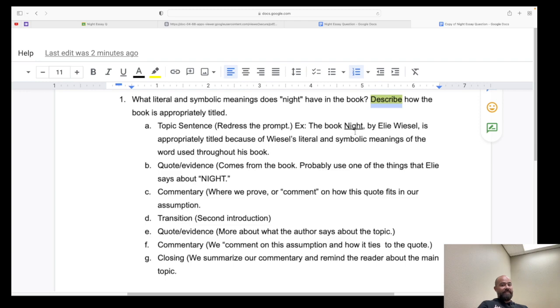The book Night by Elie Wiesel is appropriately titled because of Wiesel's literal and symbolic meanings of the word used throughout the book. That's literally just the prompt question reworded in a statement that I'm going to explain later on with my quote stuff, my commentary, and everything else. All right. So my topic sentence is already written. I've got to find some evidence about the word night being used both literally and symbolically. Literally is going to be easy. Symbolically, I'm going to have to look a little bit.